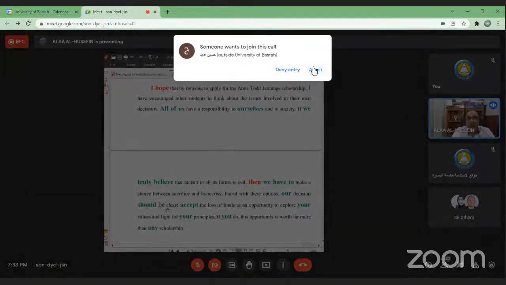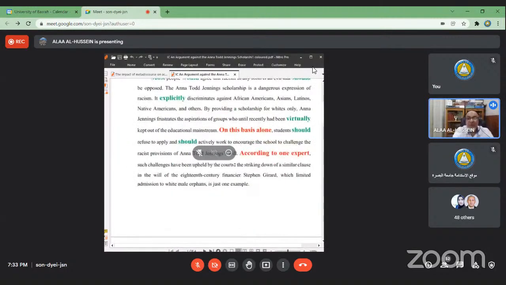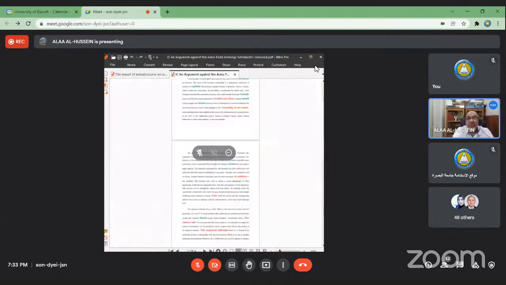For example, here, accept the loss. The writer here interacts directly with the reader, telling him or her to accept the loss of funds. So this is an engagement marker, etc. So here we have what? In this text, in this example, we have two types or two divisions of the discourse.